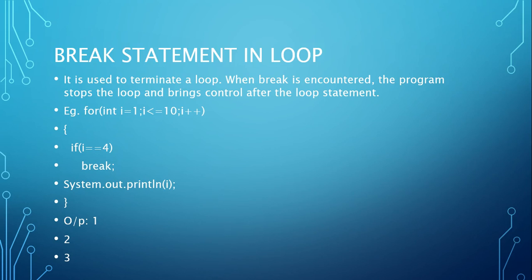to use them. Now first let us understand what does the break statement do. As the name suggests, break. Break means to stop, to terminate. So this statement is used to terminate a loop, to stop a loop. Whenever this statement is encountered, the program will stop executing the loop and the control will come outside the loop statement.